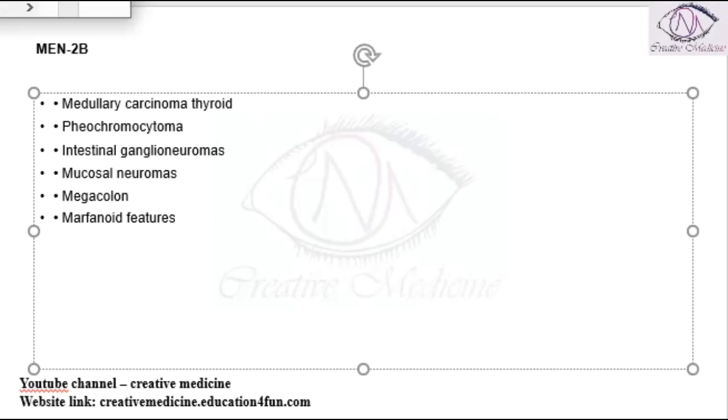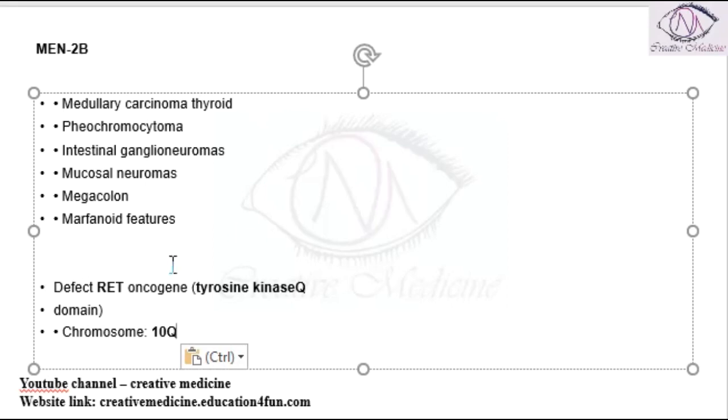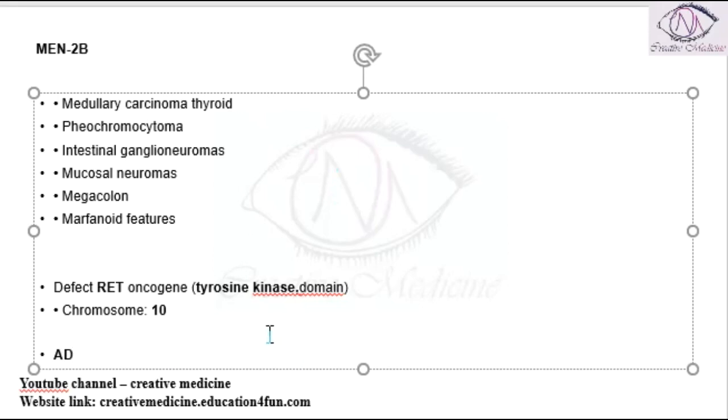In MEN2B, the main defect is in the RET oncogene, which is actually a tyrosine kinase domain. The chromosome defect is on chromosome 10. So the defect is in the RET oncogene, which is present in a tyrosine kinase domain, and this RET oncogene is present on chromosome 10, and it is an autosomal dominant condition.